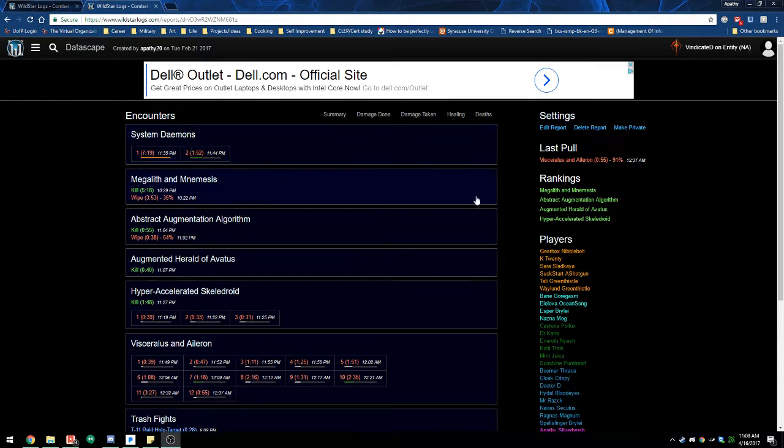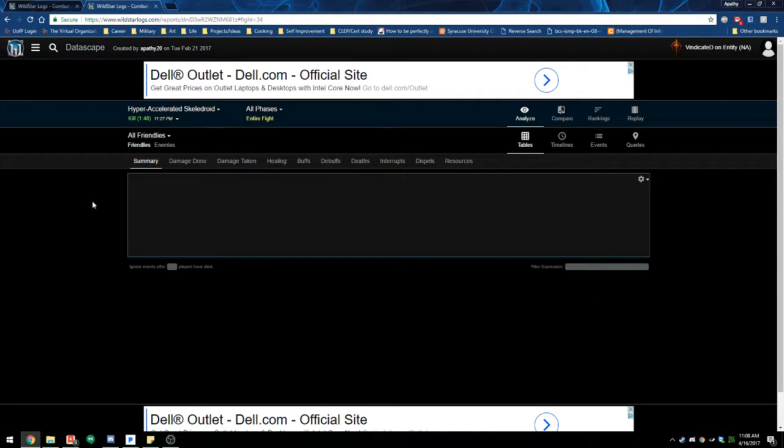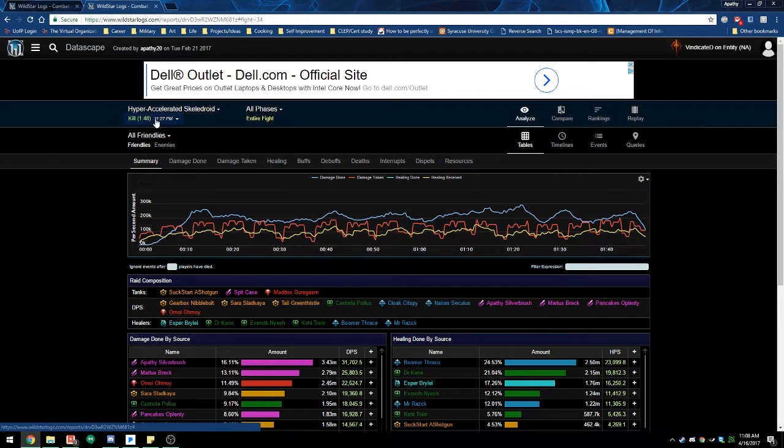Getting into it, you are going to left click. You can either do a specific fight or you can click a specific wipe. Here we can click kill. Now we're on the kill of this fight. You can click this and change if you want to change to one of your wipes. You can also do all encounters, but some of those things can be a little buggy.